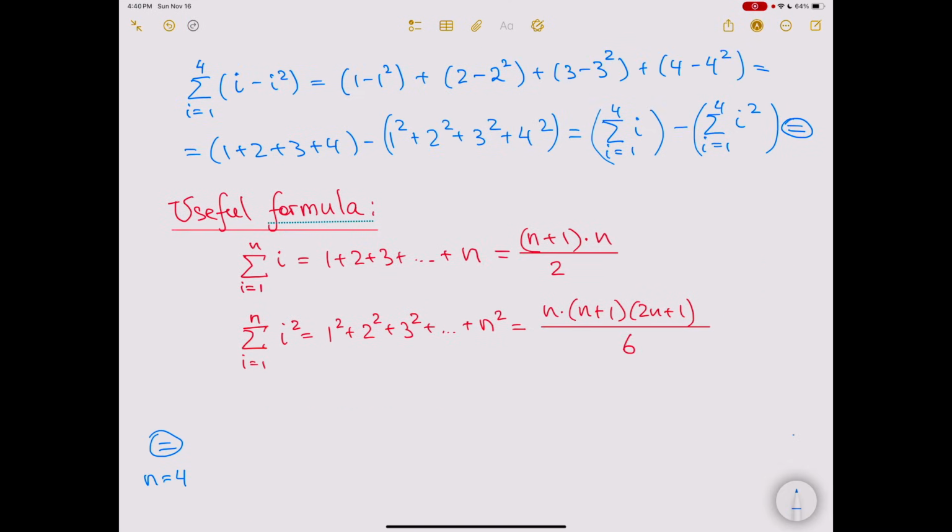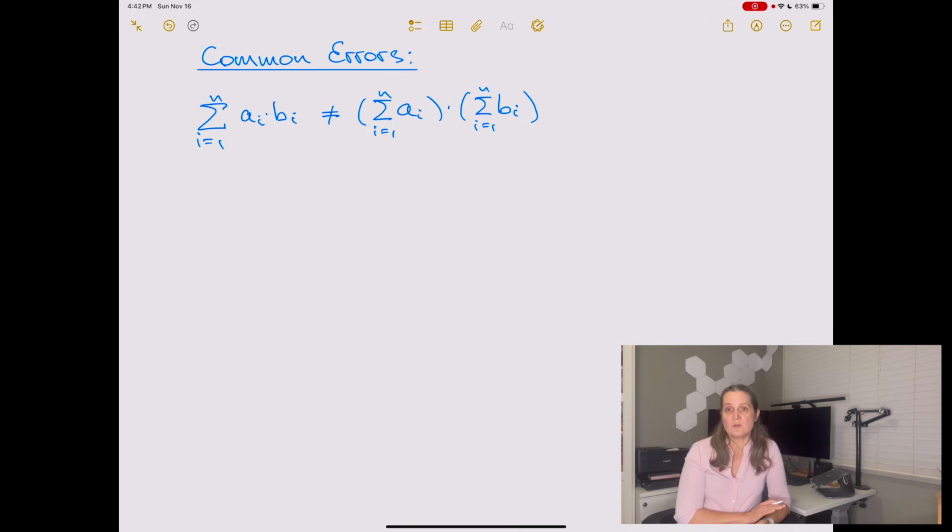In our case, the largest value of the index i equals 4, so n is equal to 4, and we'll get that the sum of i minus i squared as i changes from 1 to 4 is equal to negative 20. It's worth noting that there are common errors related to the properties of sums.